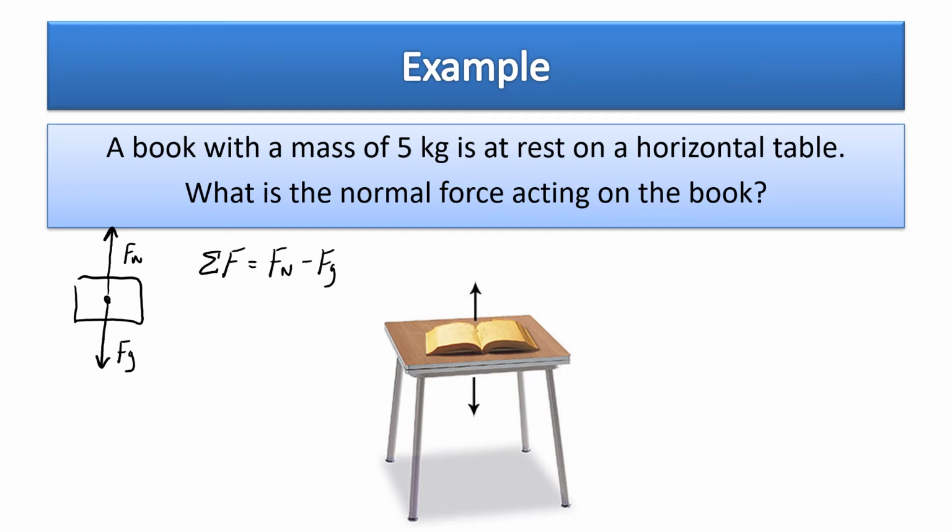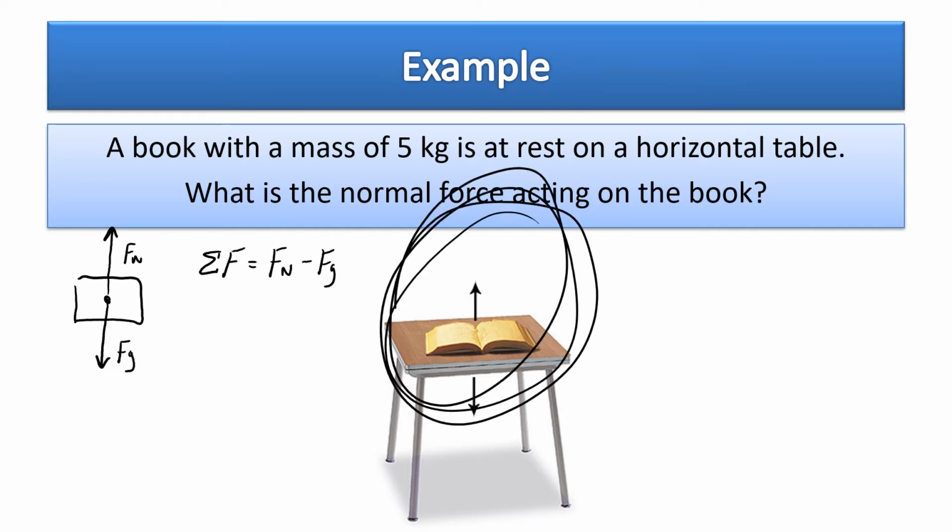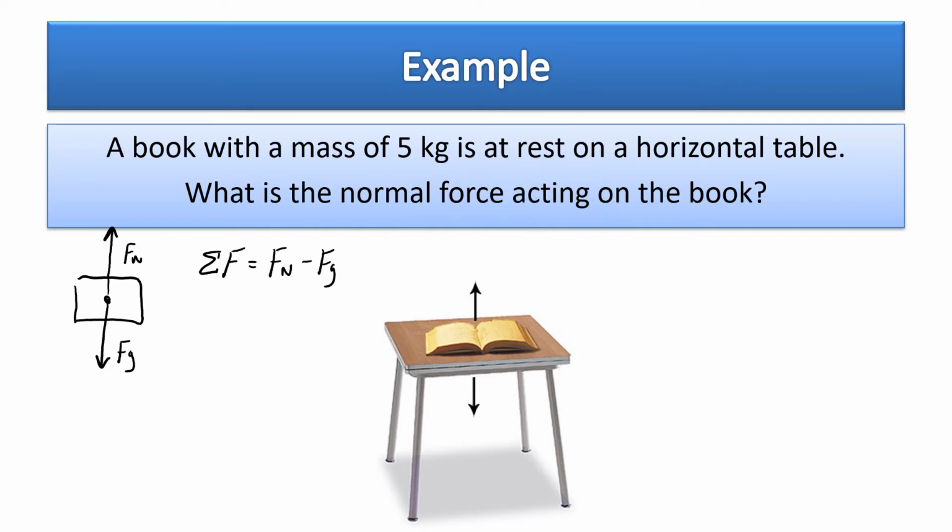All right, and then what do we know about the net force on this book? Well, this book is at rest, so that means that it must be in equilibrium. So the net force is equal to 0. And we don't know the normal force, but we know that Fg is equal to mg. So we could continue plugging in numbers.